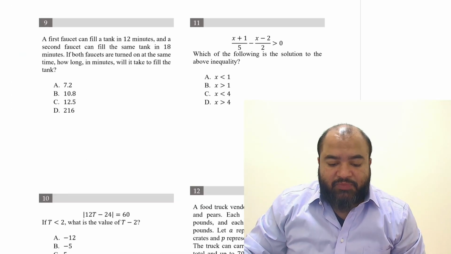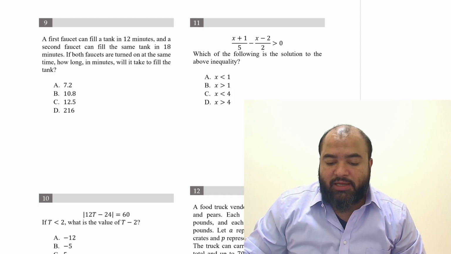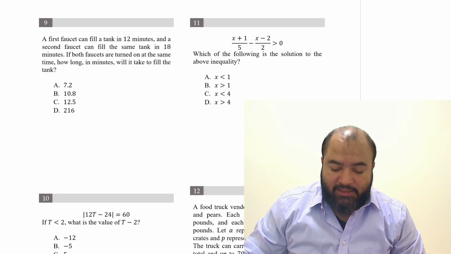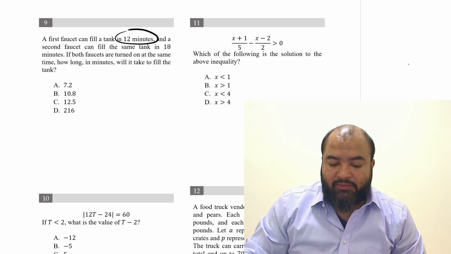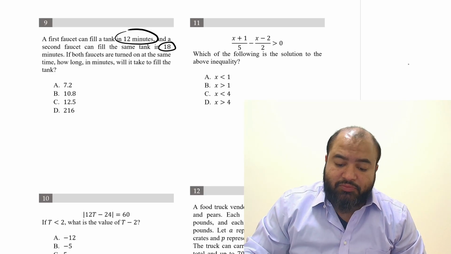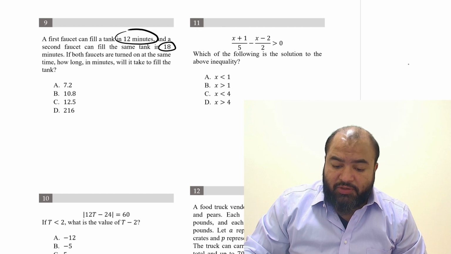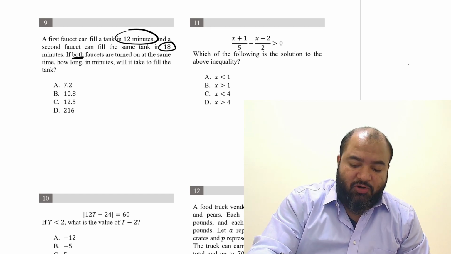Number 9, it says a first faucet can fill a tank in 12 minutes and the second one can fill the same tank in 18 minutes. So this is the rate for the first faucet, and then 18 minutes is for the second one. Second one is a bit slower. Now if both faucets work, so these kinds of questions, there's a formula. I call it the work formula.